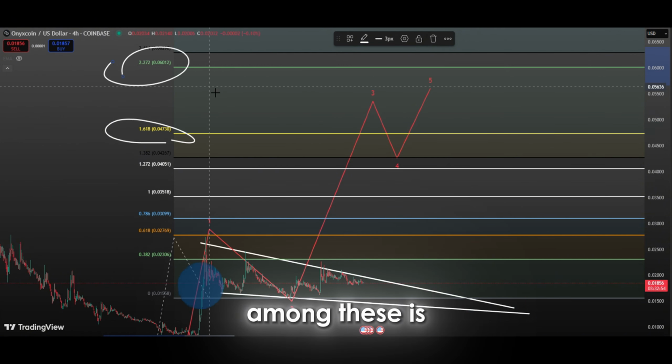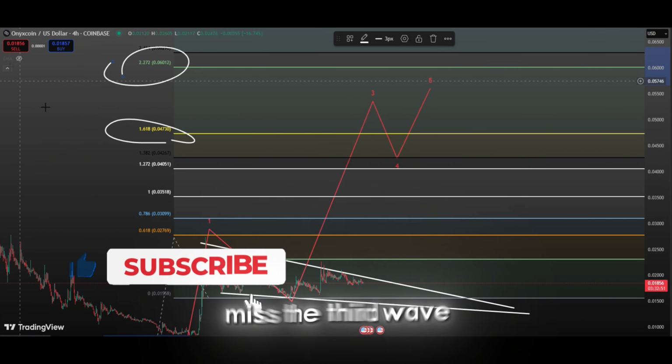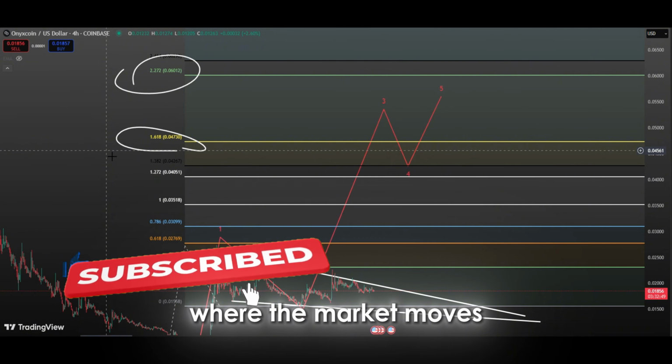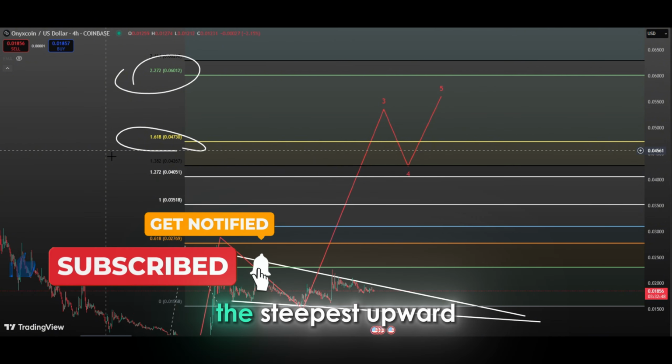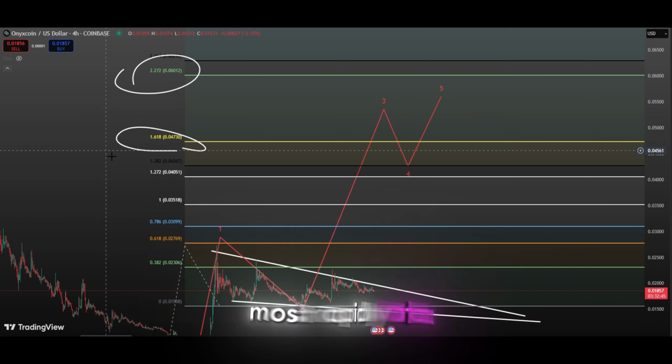The strongest among these is the third wave. Many investors do not want to miss the third wave, as it is typically the phase where the market moves with the highest volume, the steepest upward movements are seen, and investor sentiment shifts most rapidly to the positive.